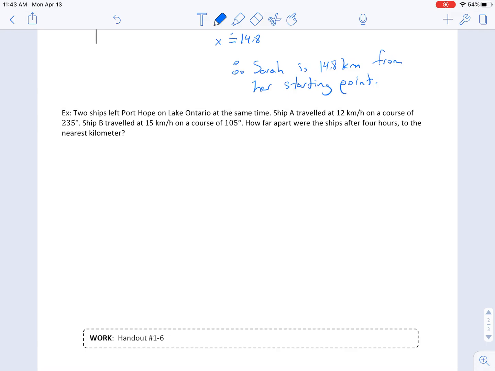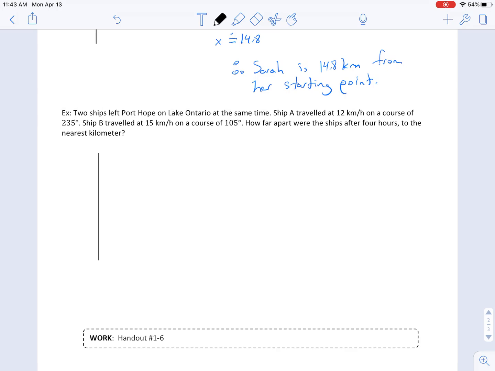This says two ships left Port Hope, a place in Ontario, on Lake Ontario at the same time. Ship A traveled 12 kilometers an hour on a course of 235, so now we're into true bearing. Ship B traveled 15 kilometers an hour on a course of 105. How far apart were the ships after 4 hours to the nearest kilometer?